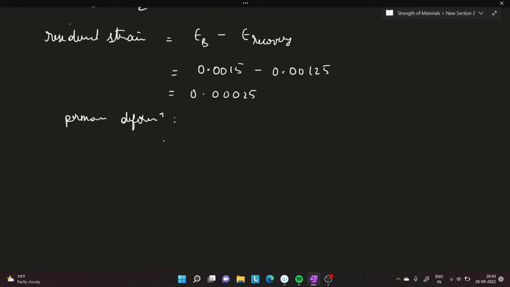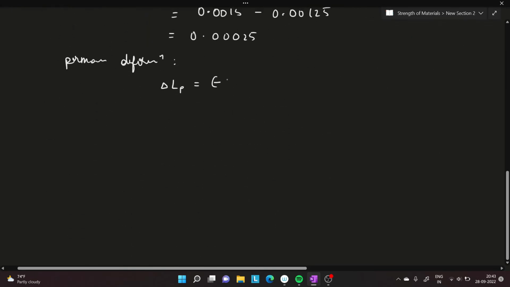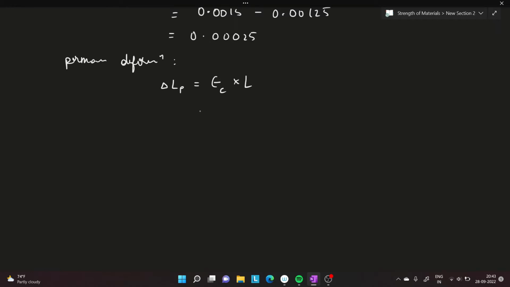So now the permanent deformation is going to be, let me call it delta L permanent. That is going to be epsilon, let me call this particular returning point as point C, epsilon at point C into L. So epsilon at point C is what we have just calculated, 0.00025, into the length, that is 5 into 10 to the power of 3. Let me keep it in millimeters so that I can tell the final change in millimeters itself. So this is going to be 1.25 millimeter.